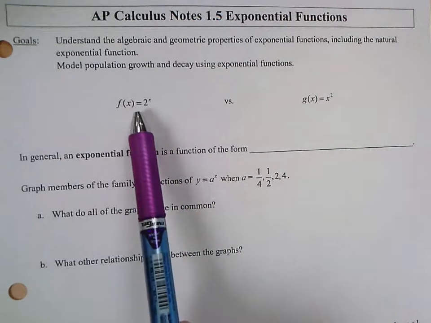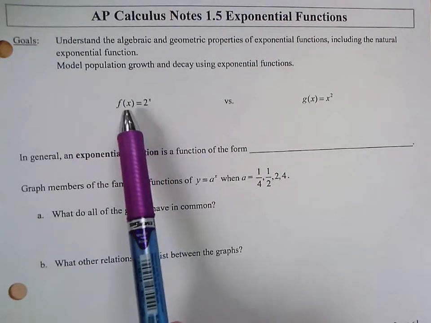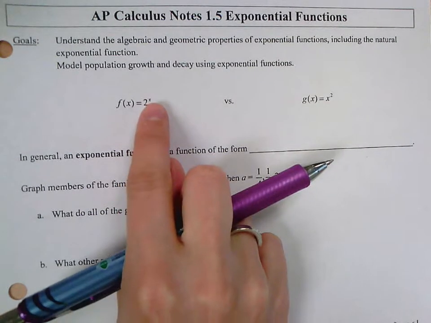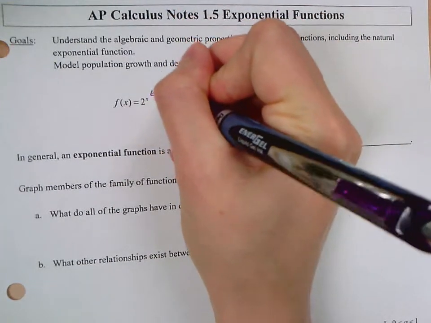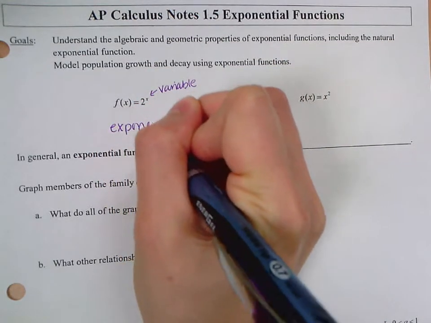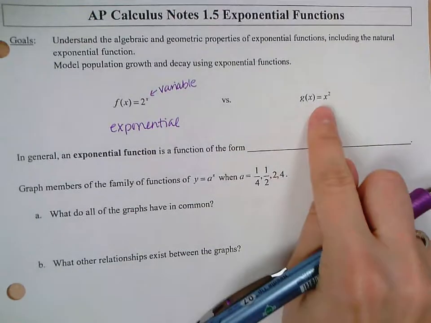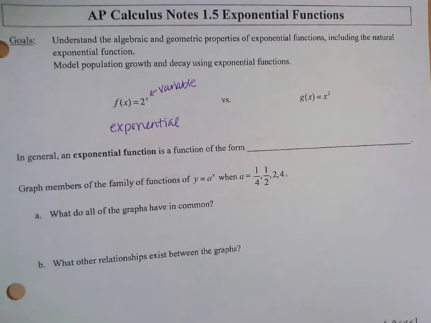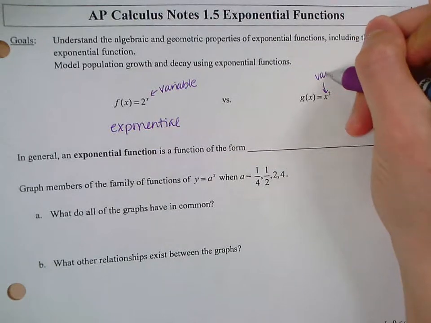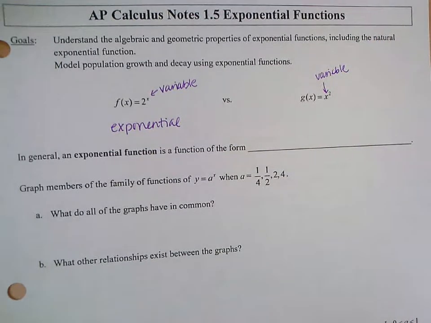So making sure that you understand the difference between a function of the form f of x equals 2 to the x and then g of x equals x squared. So when you have a constant to a power where the power is the variable, this is exponential, versus if you have a power where the base is the variable, and then the exponent is a constant or just a number, that is a power function.